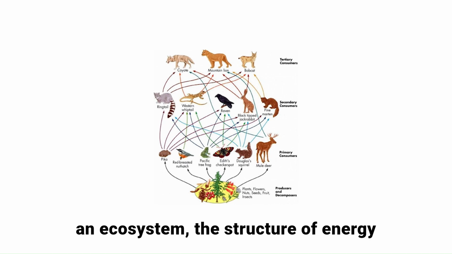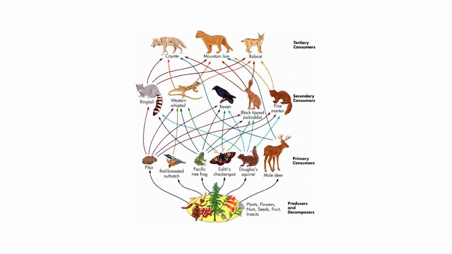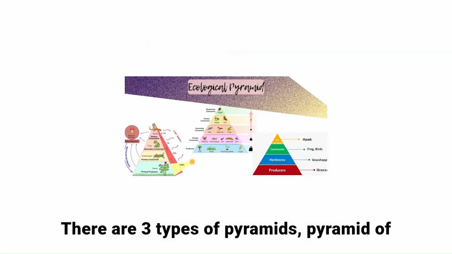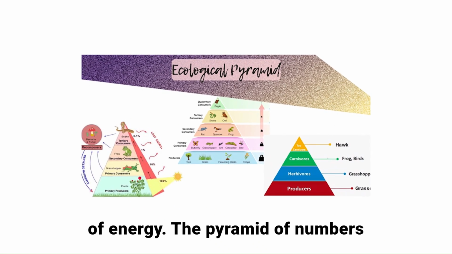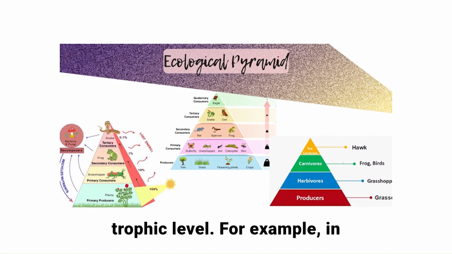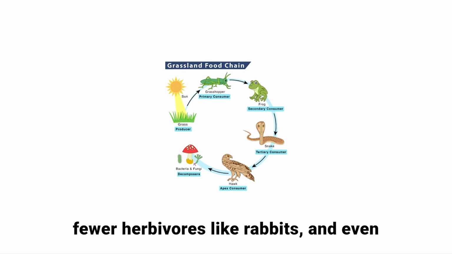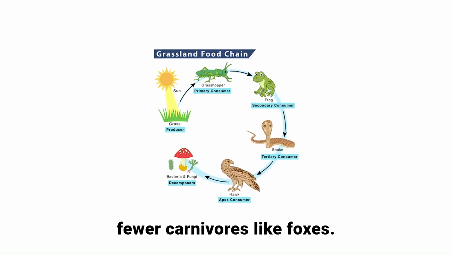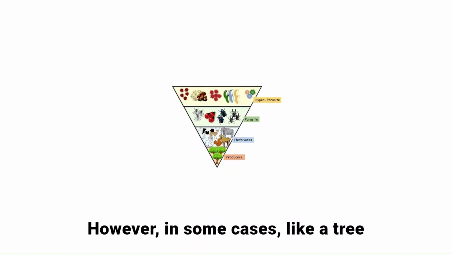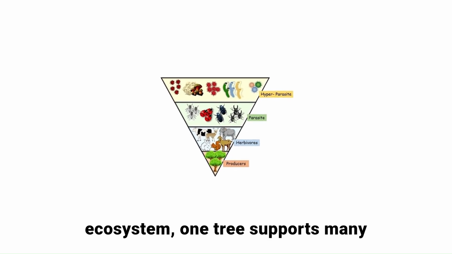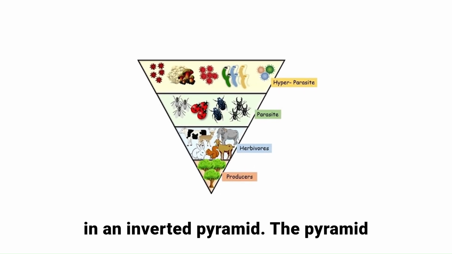In an ecosystem, the structure of energy flow and organism relationships can be represented using ecological pyramids. There are three types of pyramids: pyramid of numbers, pyramid of biomass, and pyramid of energy. The pyramid of numbers shows the number of individuals at each trophic level. For example, in a grassland, there are many grasses, fewer herbivores like rabbits, and even fewer carnivores like foxes. This forms an upright pyramid. However, in some cases like a tree ecosystem, one tree supports many herbivores like insects, which may in turn support fewer predators, resulting in an inverted pyramid.